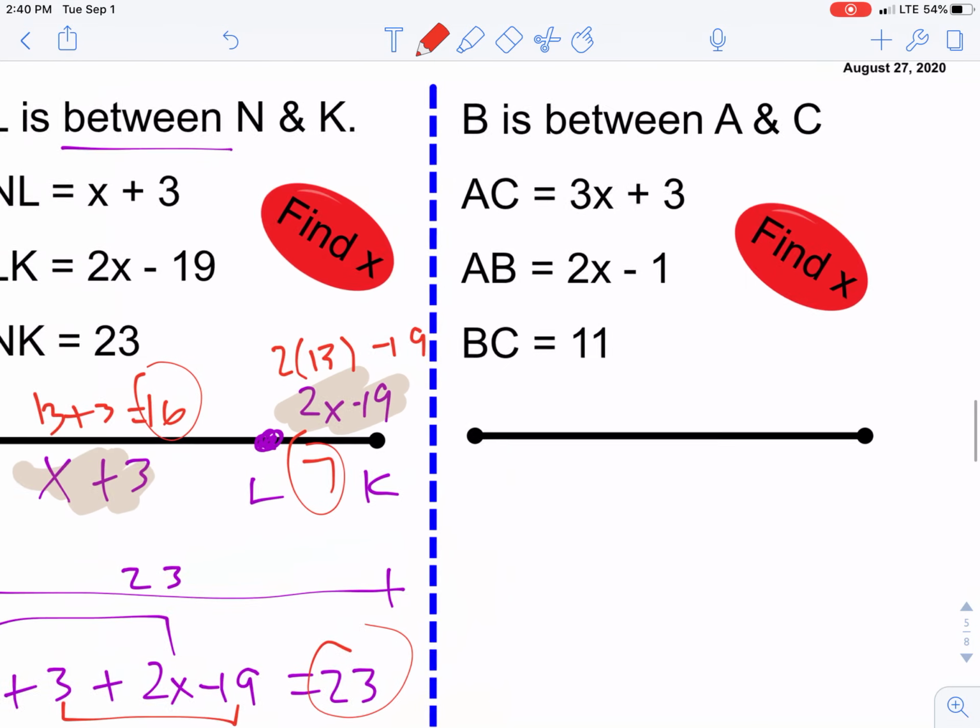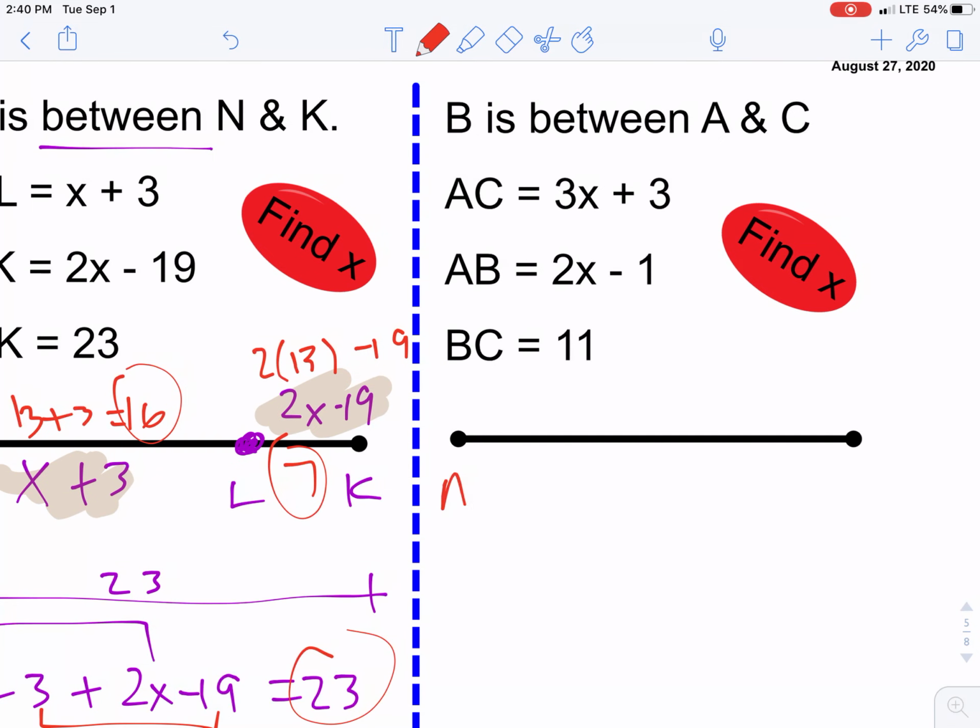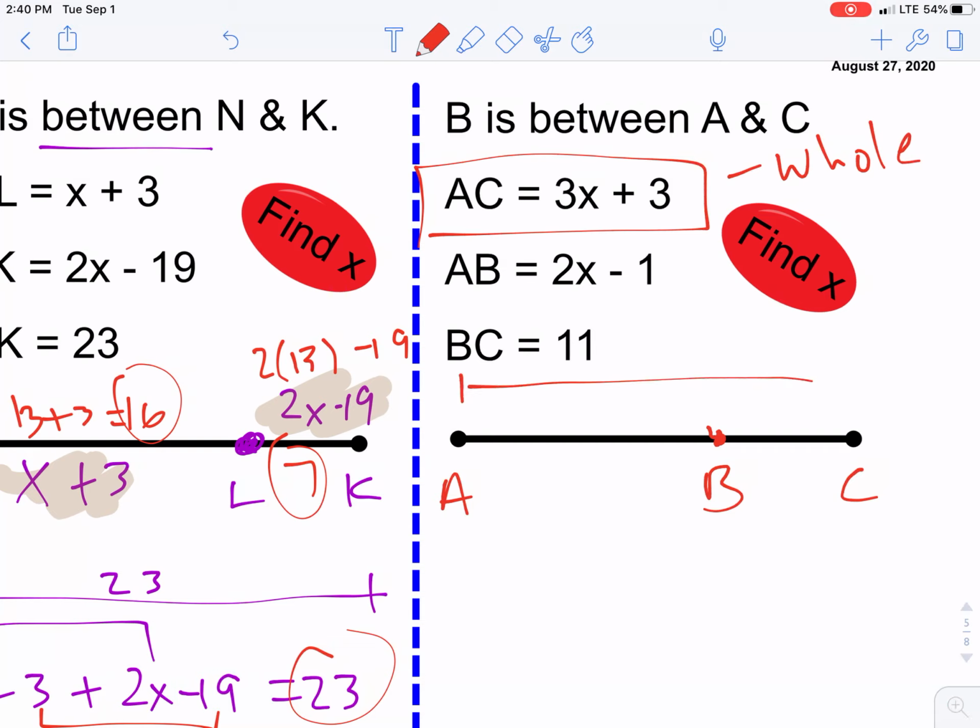All right, do the same thing. B is between A and C. And this is where you have to be careful, because sometimes they try to trick you in the order in which they give you the information. All right, this time they're giving us the whole distance first, the distance from A all the way to C. So it doesn't just go in order. You have to be able to read and locate where that's supposed to go. All right, so AB is 2x minus 1, BC is 11. Those are the two parts. We're going to add them together to equal the whole thing of 3x plus 3.